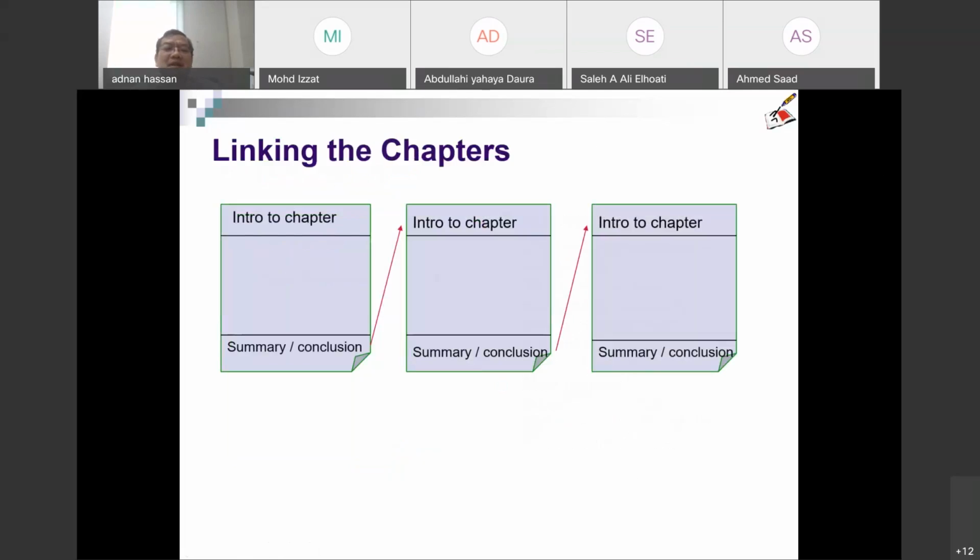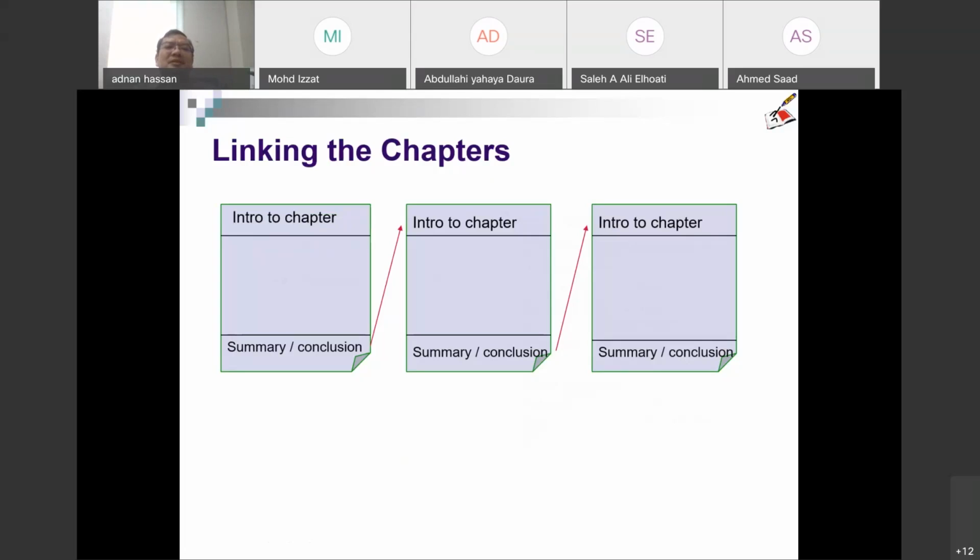Let's say you have 3 chapters here. Every chapter should have an introduction that introduces that chapter, except the introduction chapter. Chapter 1 doesn't need to have an introduction to the introduction. But some students even have an introduction to the introduction. So this is not needed. In the introduction chapter, you can go directly to the background of the problem, because the background is already introducing itself.